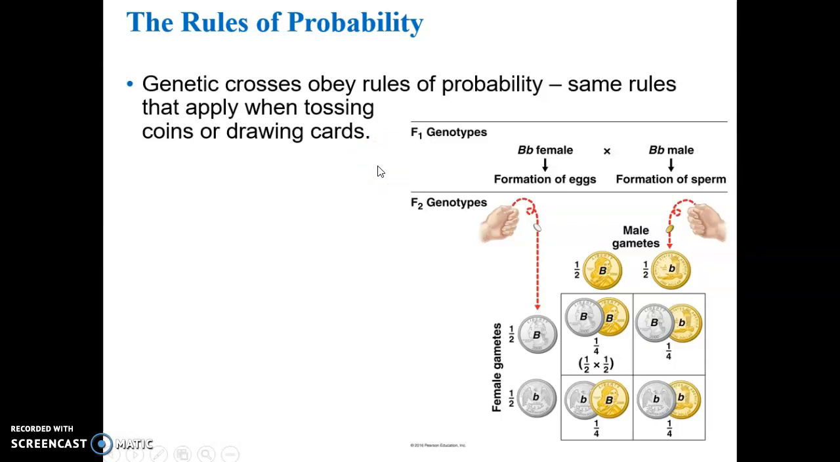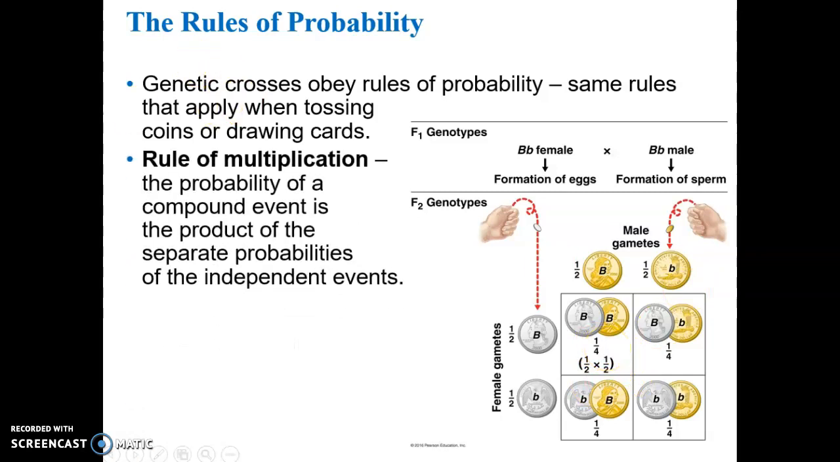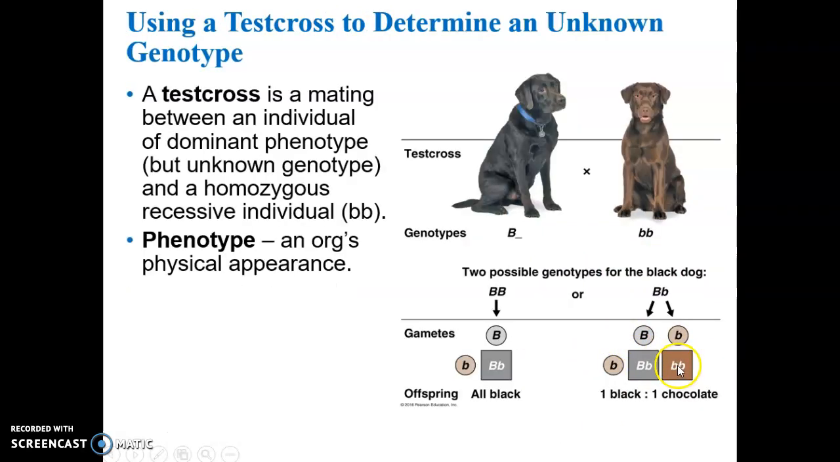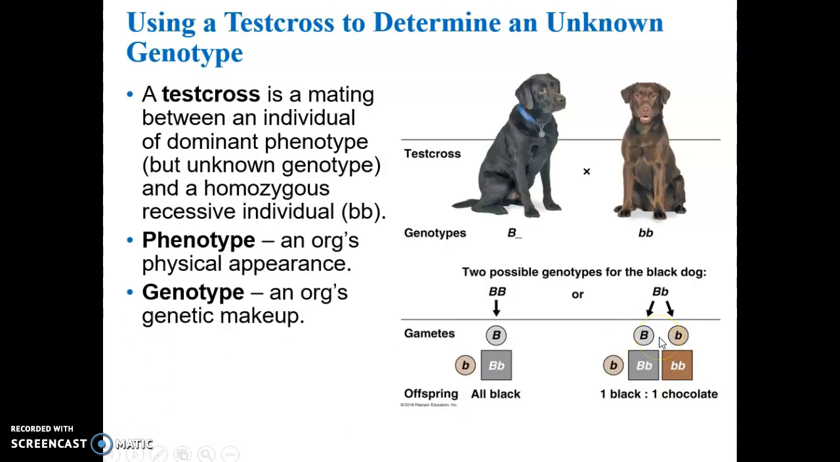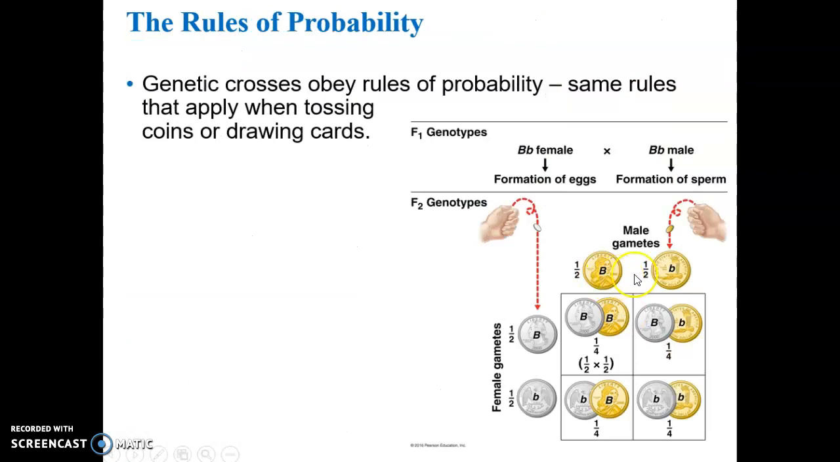If you toss it twice, what's the probability of it being heads twice in a row? It's actually 1 in 4, as we'll talk about here. So, the rules of multiplication based on the rules of probability. The probability of a compound event is the product of the separate probabilities of the independent events. What this means is, let's look at these potential individuals. Now they're using coins here, but you can go back to look at this chart, for example, or even this one here, to relate this to gamete formation.